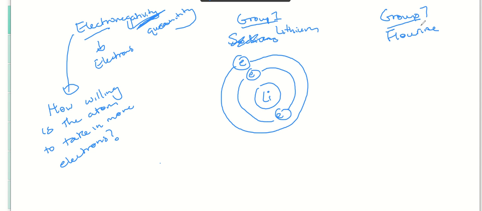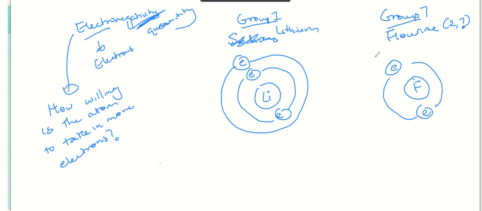We have fluorine, which is in the second row. Its electron configuration is 2,7. This number here, 7, tells us how many electrons there are in the valence shell. So the most outer shell, we have 7 electrons: 1, 2, 3, 4, 5, 6, 7.